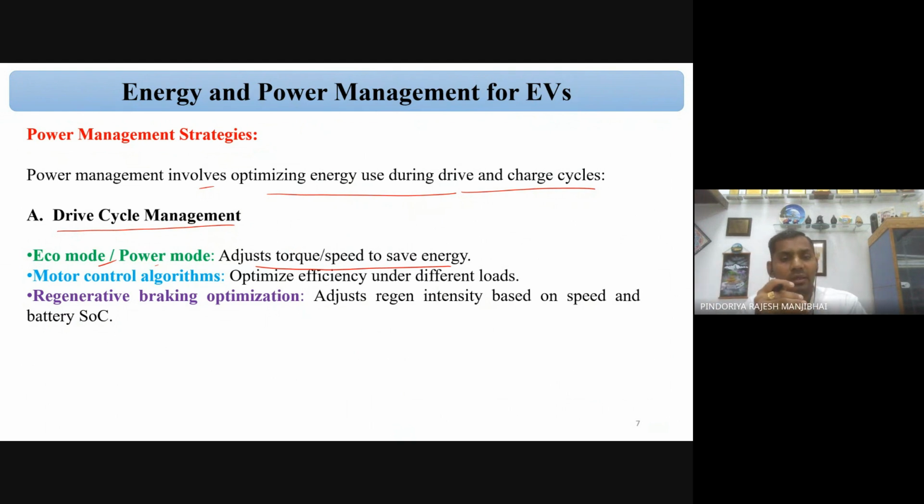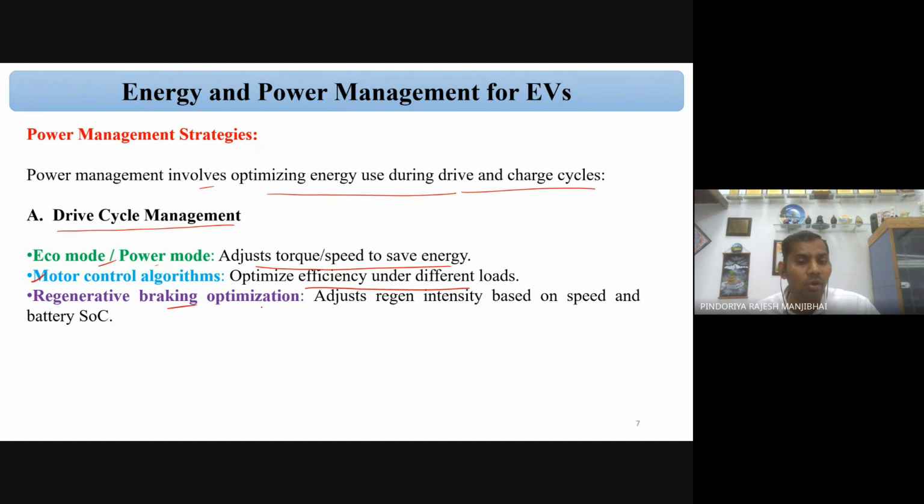Normally, suppose you are stopped at a signal, then we have to cut the fuel from the vehicle, correct? Otherwise, we can turn off the vehicle, so we can save the energy. So we adjust the torque and speed to save energy, correct? So there is an eco mode, otherwise the power mode. The motor control algorithm optimizes the efficiency under different loads. So we have to check the different operating conditions, and then optimize the efficiency under the different loads.